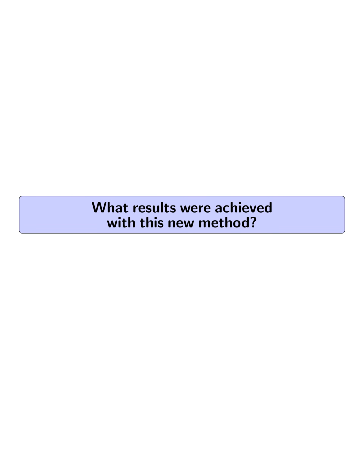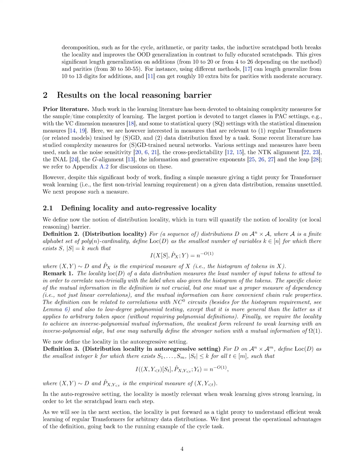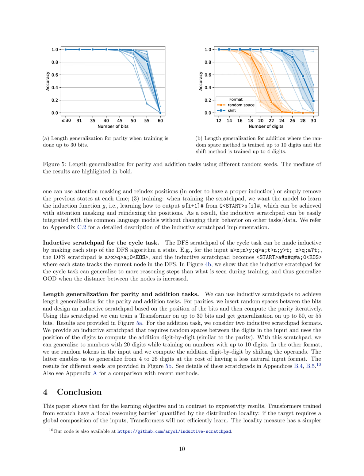What results were achieved with this new method? The new method of using inductive scratchpads in the paper achieved significant results in improving the out-of-distribution, OOD generalization, and length generalization for various tasks. Specifically, for the cycle task, the inductive scratchpad allowed the model to generalize to more reasoning steps than seen during training, enabling better OOD generalization as the distance between nodes increased.